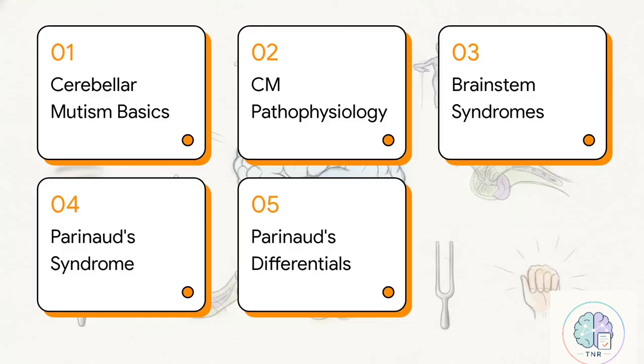Here is our agenda for today. First, cerebellar mutism, the basics. Second, CM pathophysiology and treatment. Third, classic brainstem syndromes. Fourth, defining Parinaud's syndrome. And fifth, Parinaud's differential diagnoses.